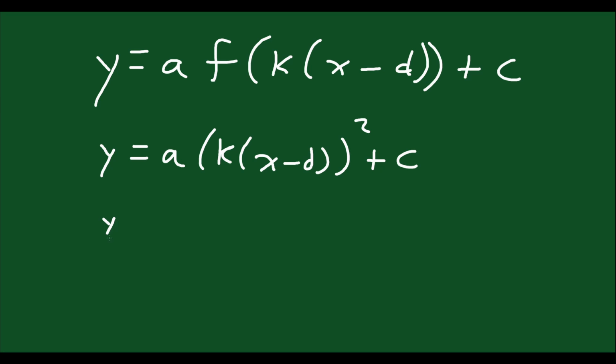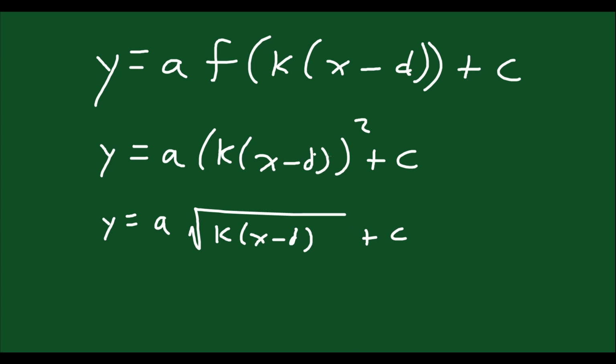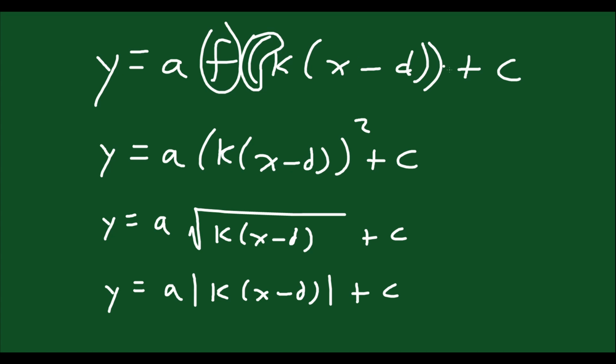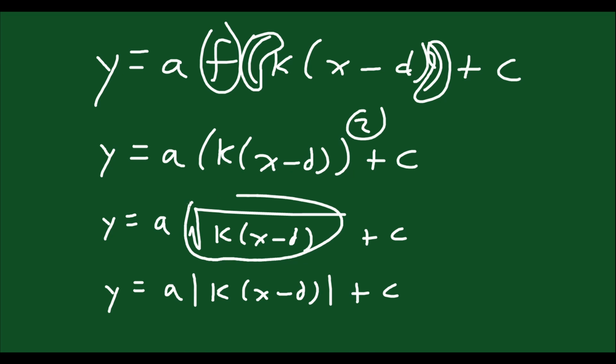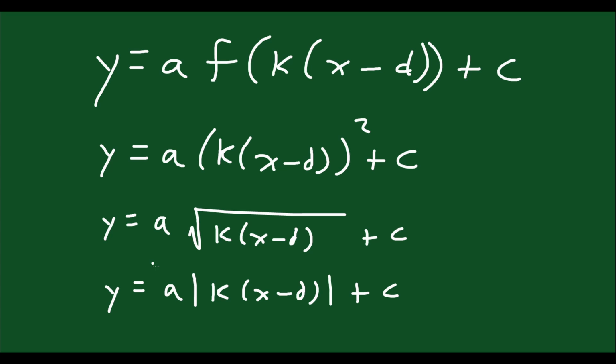You could have y equals a square root of k(x minus d) plus c, and that's a square root function, but it's the same pattern, right? You could have y equals a absolute value of k(x minus d) plus c. Again, same pattern. So this f and then the brackets, those symbols can be swapped out for a square root, absolute value symbols, whatever you need, to make it whatever function we want.